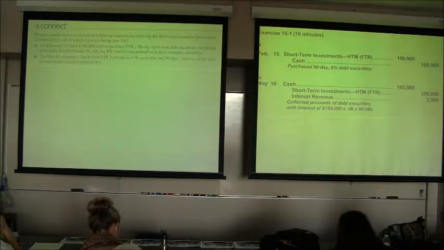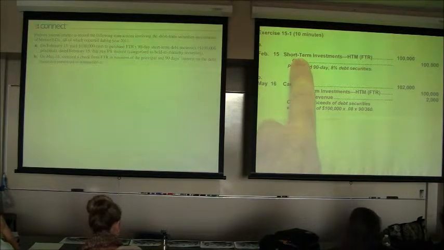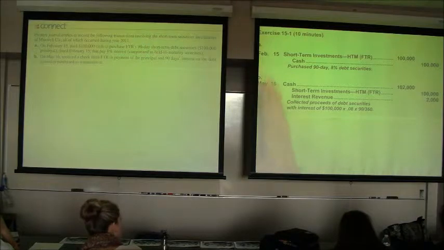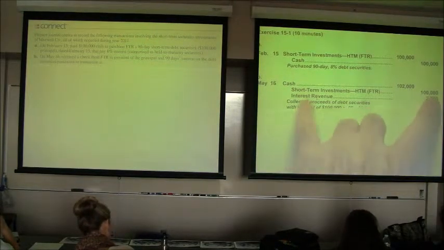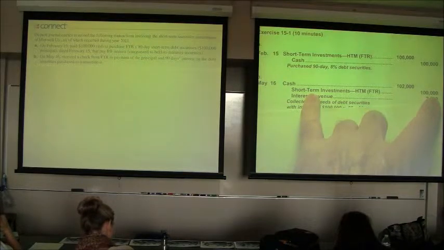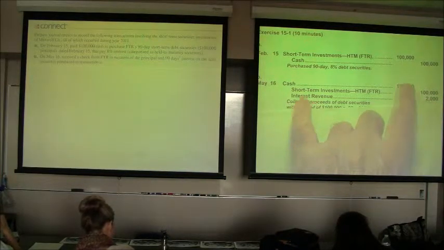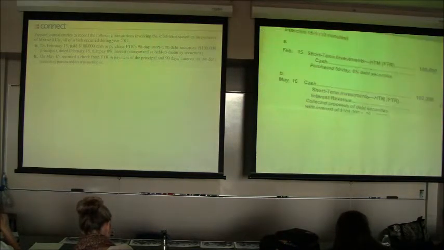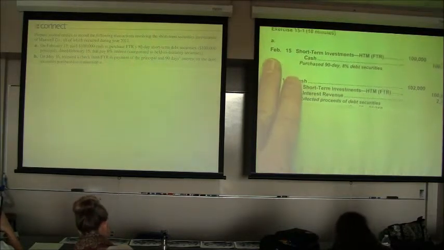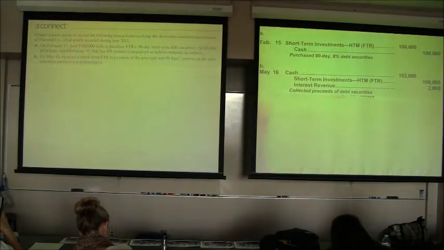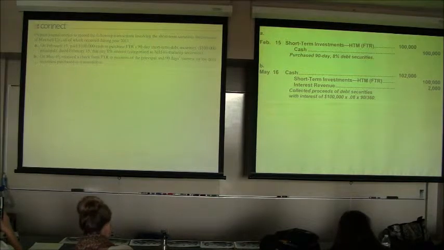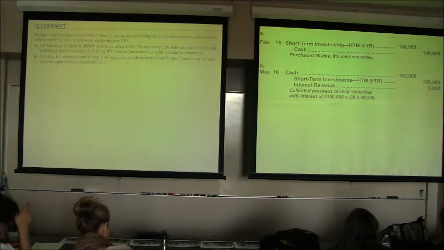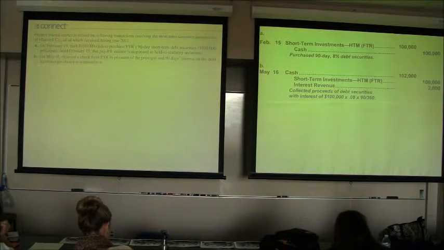When you buy it, you debit short-term investments and credit cash. Then when it's due, you held it to maturity. Here's the principal that's returned, and here's the interest that you've earned, and together that is how much cash you received. That was held to maturity. It was short-term, a short-term held-to-maturity security.